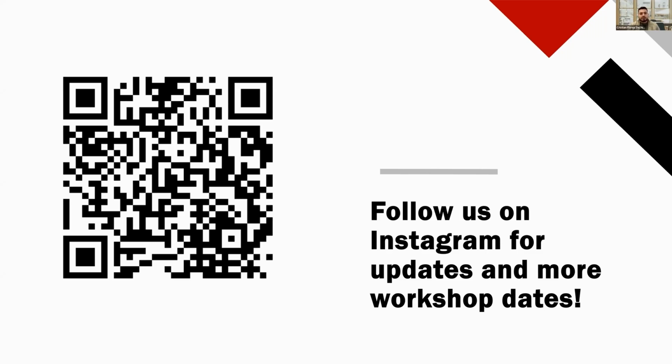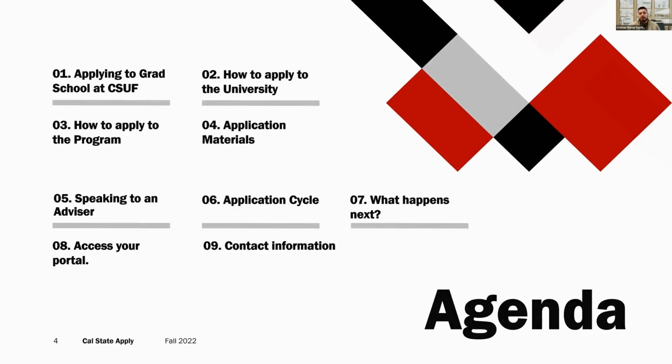And to give you a breakdown of what I'll be covering today, it's essentially how to apply to grad school here at Cal State Fullerton: how to apply to the university, and how to apply to your program, because for some programs those are 2 different steps. Application materials, speaking to an advisor, what the application cycle looks like, and what happens after you apply, which includes accessing your portal and any important contact information here on campus. This is a brief breakdown, and again, just the tip of the iceberg.